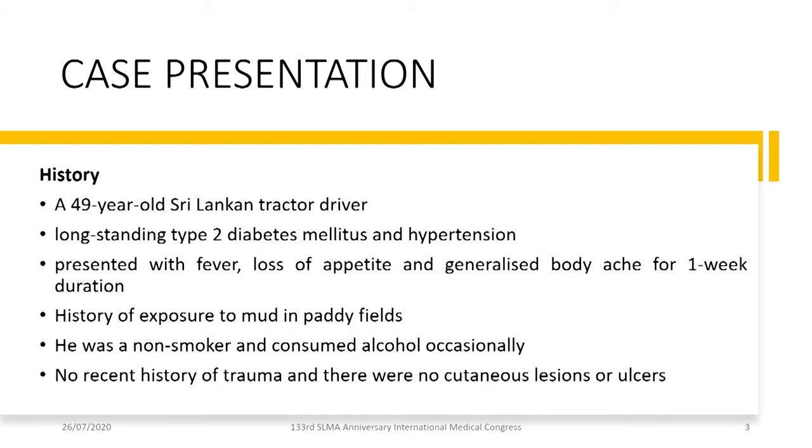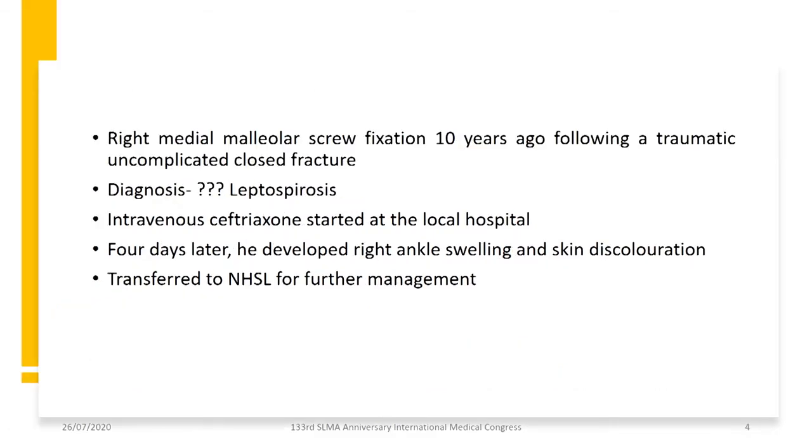Our patient is a 49-year-old tractor driver with long-standing type 2 diabetes and hypertension, presenting with fever, loss of appetite, and generalized body ache for one week. He had exposure to paddy fields, was a non-smoker and a social drinker. He had no history of trauma and there were no cutaneous lesions. He had, however, undergone a medial malleolar screw fixation 10 years back for a traumatic uncomplicated fracture of the ankle.